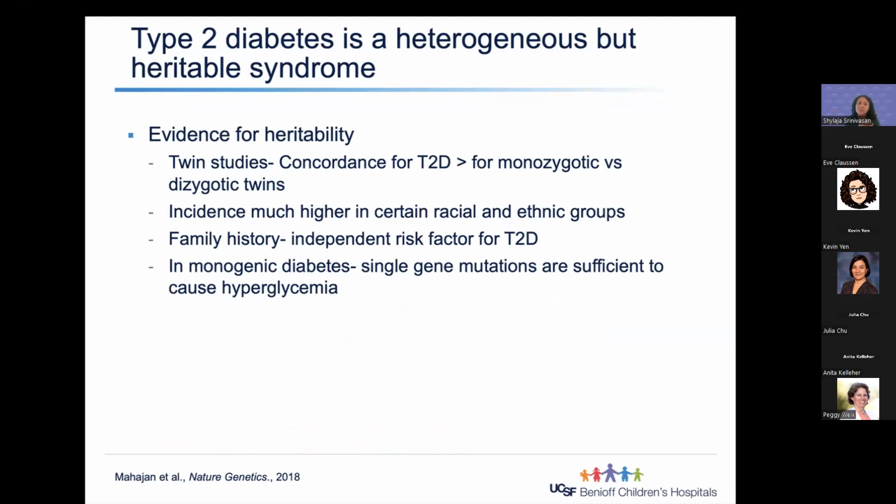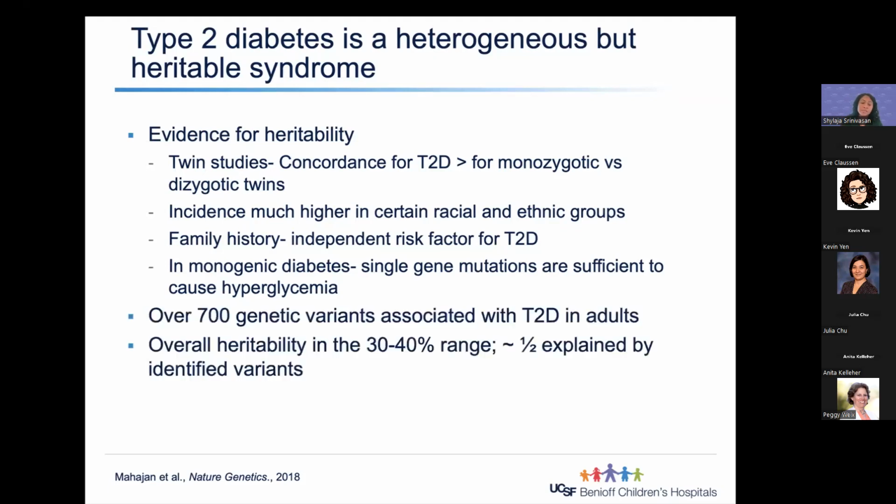This can also be related to different environmental and social risk factors, but even when you account for these differences, the incidence is much higher in certain racial and ethnic groups. Family history is an independent risk factor for the development of diabetes. And then there are examples from monogenic causes of diabetes, either MODY or single gene diabetes disorders. We know that just a single gene mutation, which can cause protein changes, is sufficient to cause hyperglycemia. So all this points towards the evidence for diabetes heritability.